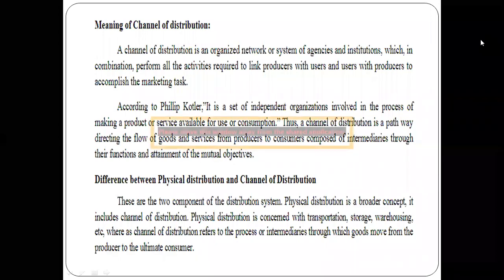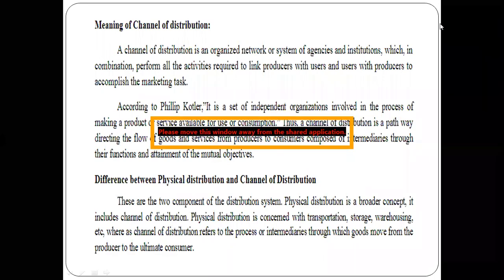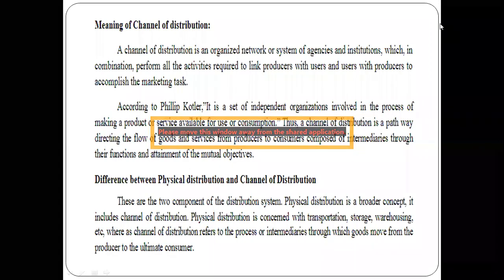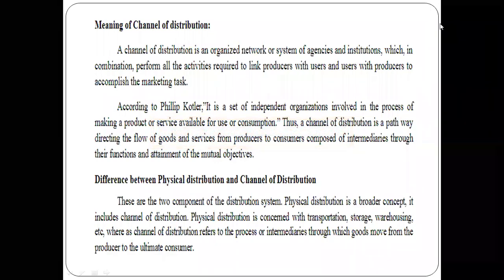So there is a difference between physical distribution and channel of distribution. Physical distribution is a broader concept, and we can say that channel of distribution is a subset of physical distribution. Physical distribution is concerned with transportation, storage, warehousing, whereas channel of distribution refers to the process or intermediaries through which goods move from the producers to the ultimate consumers.